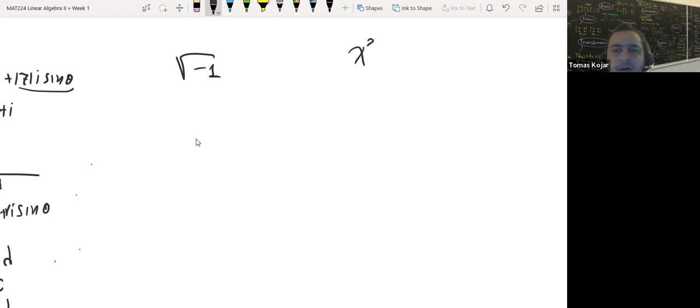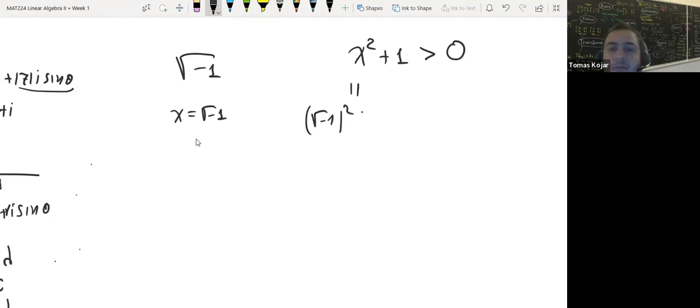For example, in real calculus, you know that x squared plus 1 is strictly positive, right? That's what we say in real calculus. But if you allow x to be square root of -1, you get that this is square root of -1 squared plus 1, which is 0, which is a contradiction. So we introduce this new space of complex numbers. This is really a different object altogether.